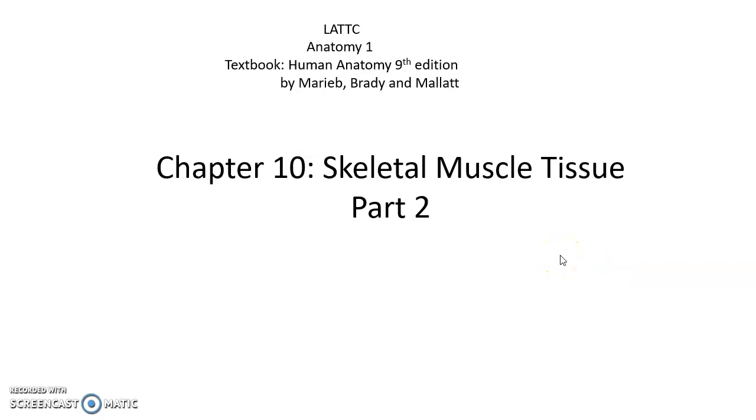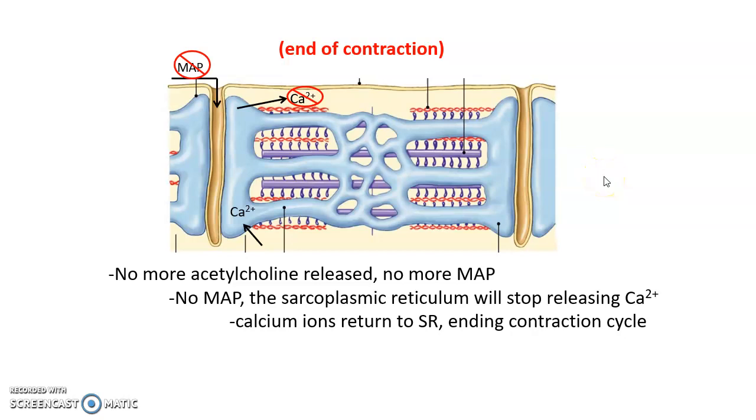Chapter 10, Skeletal Muscle Tissue, Part 2, just the last bit of the lecture. So, last time we ended on talking about how the contraction cycle works. It's also worth noting how the end of the contraction occurs so that muscles can relax again.